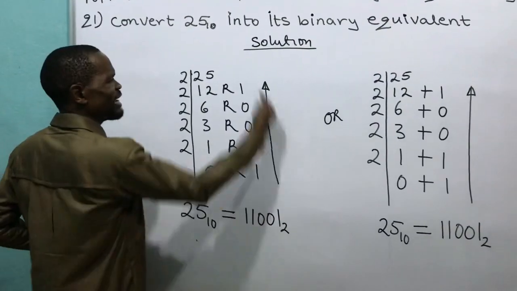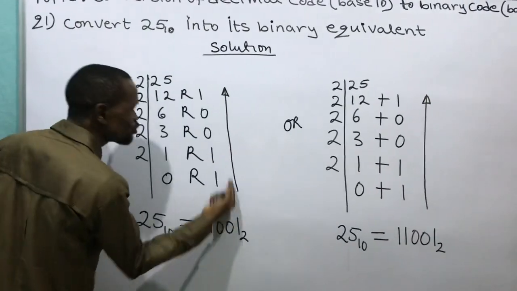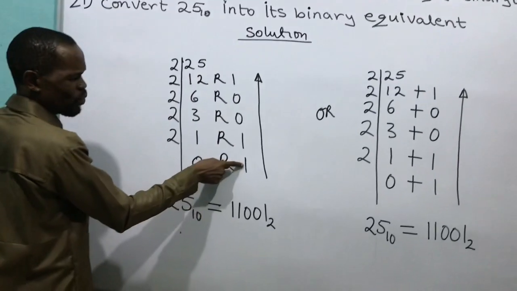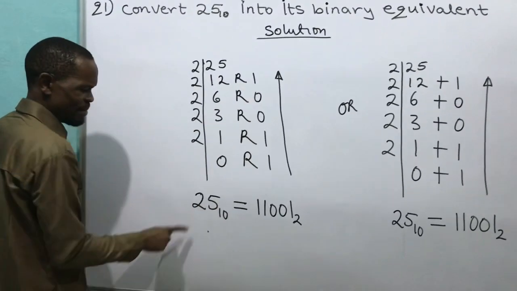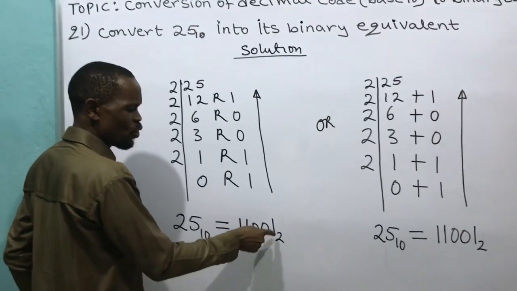So, the way of taking it, we see the direction of taking it is from down to upward. See the arrow. I will take it as 11001. That means my 25 base 10 is equal to 11001 base 2.